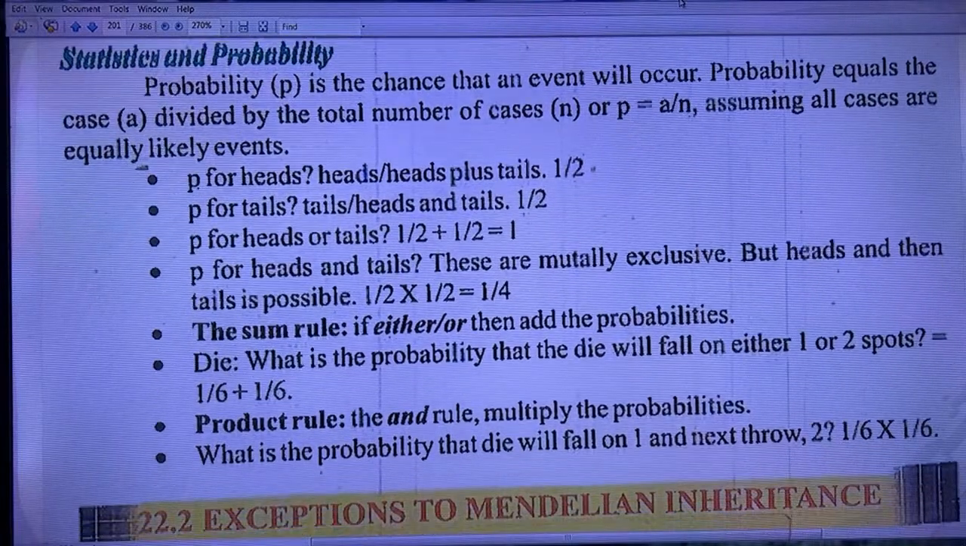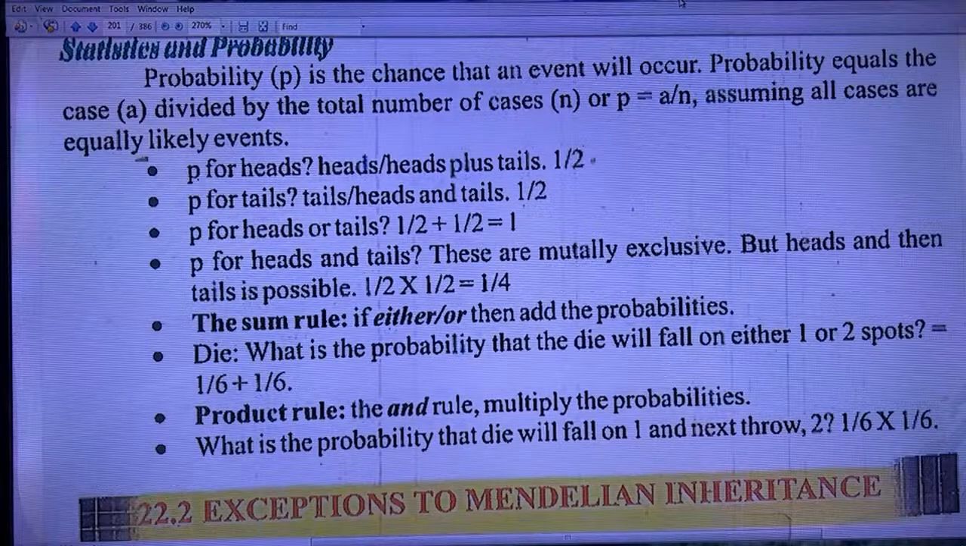Statistics and probability. Probability is the chance that an event will occur. Probability equals the number of cases of interest divided by the total number of cases: P = i/n, assuming all cases are equally likely events. P for heads is heads over heads plus tails, 1/2. P for tails, tails over heads and tails, 1/2. P for head or tail, 1/2 + 1/2 = 1. Head and tail are mutually exclusive, but head and then tail is possible: 1/2 multiplied by 1/2 is equal to 1/4.